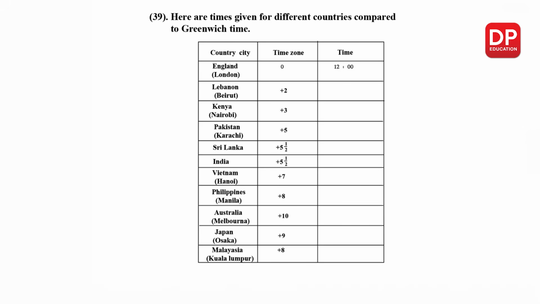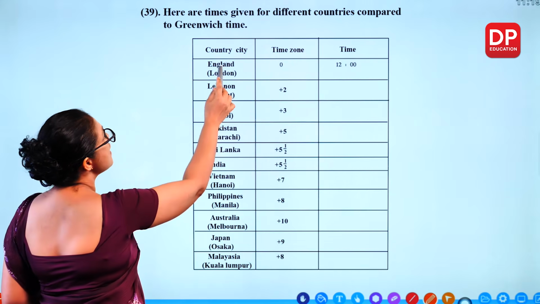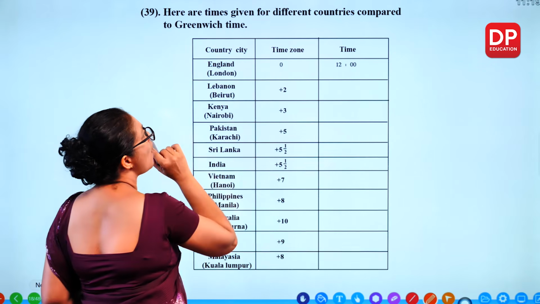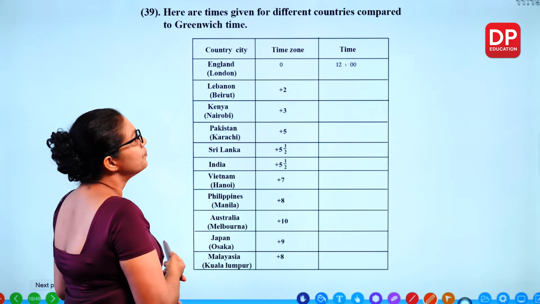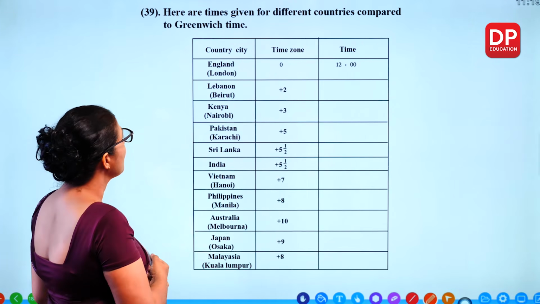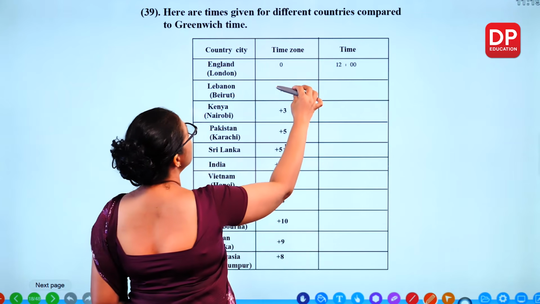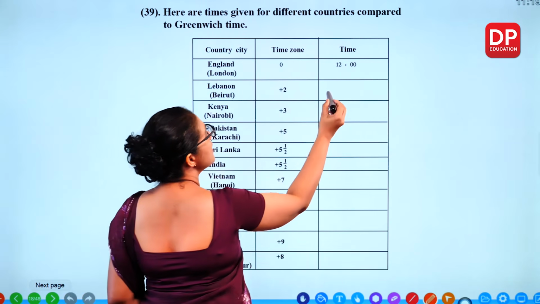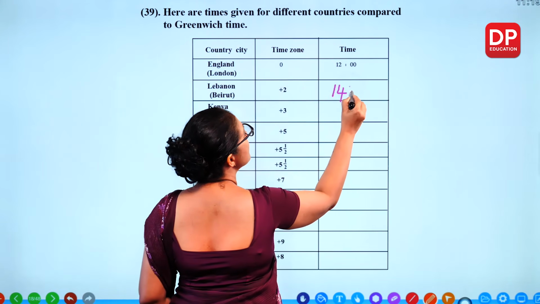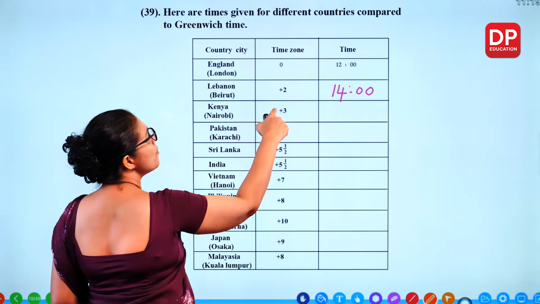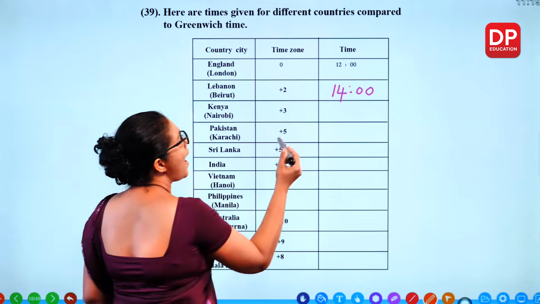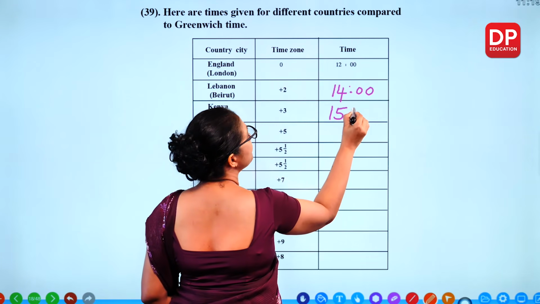Look at this one. Here are times given for different countries compared to Greenwich time. So this is England, time zone 1. So the time is 12, 12 noon. Lebanon, plus 2. Add 2 to that. So this becomes 14. 3, so 2 plus 1 is 3. So add 1 to that. 15.